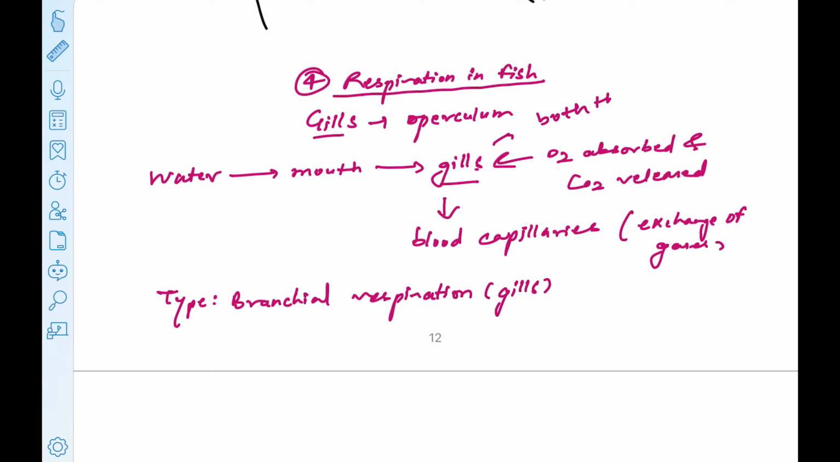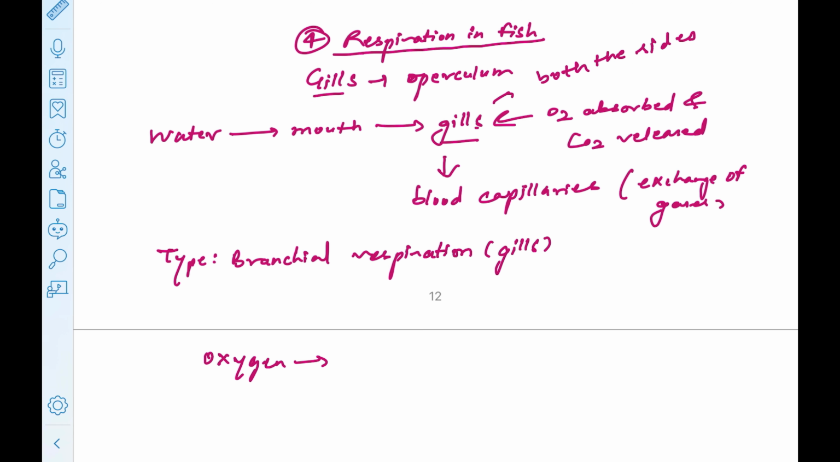Fish have gills on both sides of their head, and in fish, oxygen is absorbed by the blood and carried to all the parts.